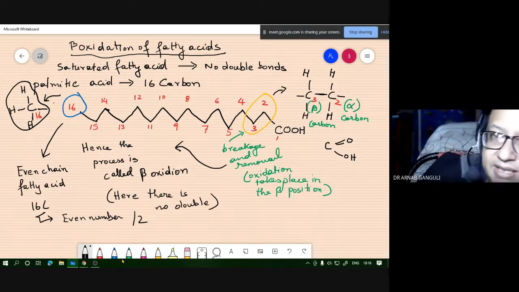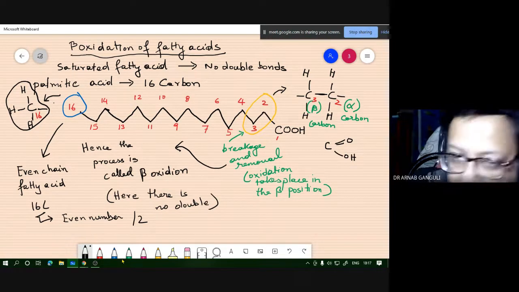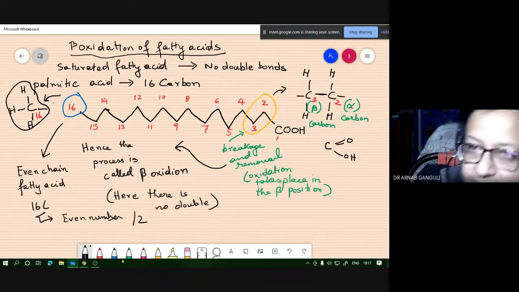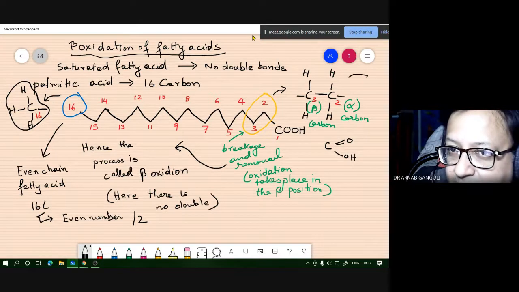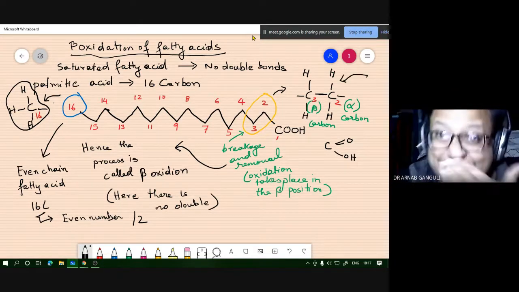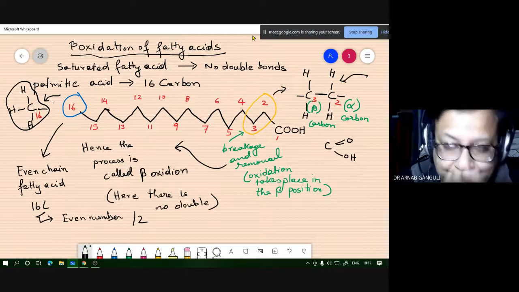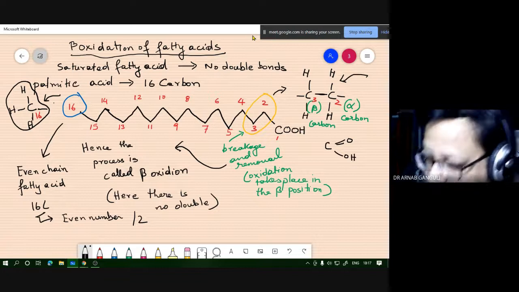Just draw this skeleton. That's all. Nothing else. You don't have to bother about the whole complicated structure. Just draw it like this, and you will never forget. Okay. Now let me start with beta oxidation.